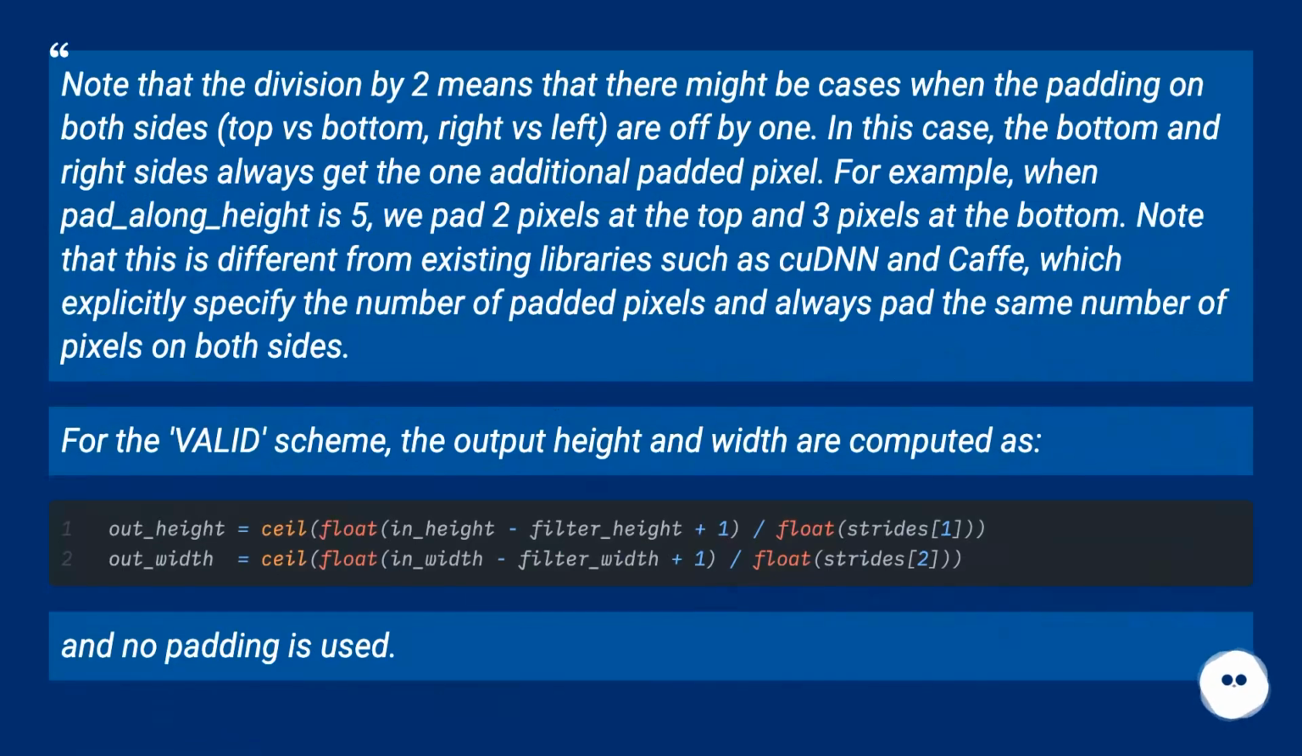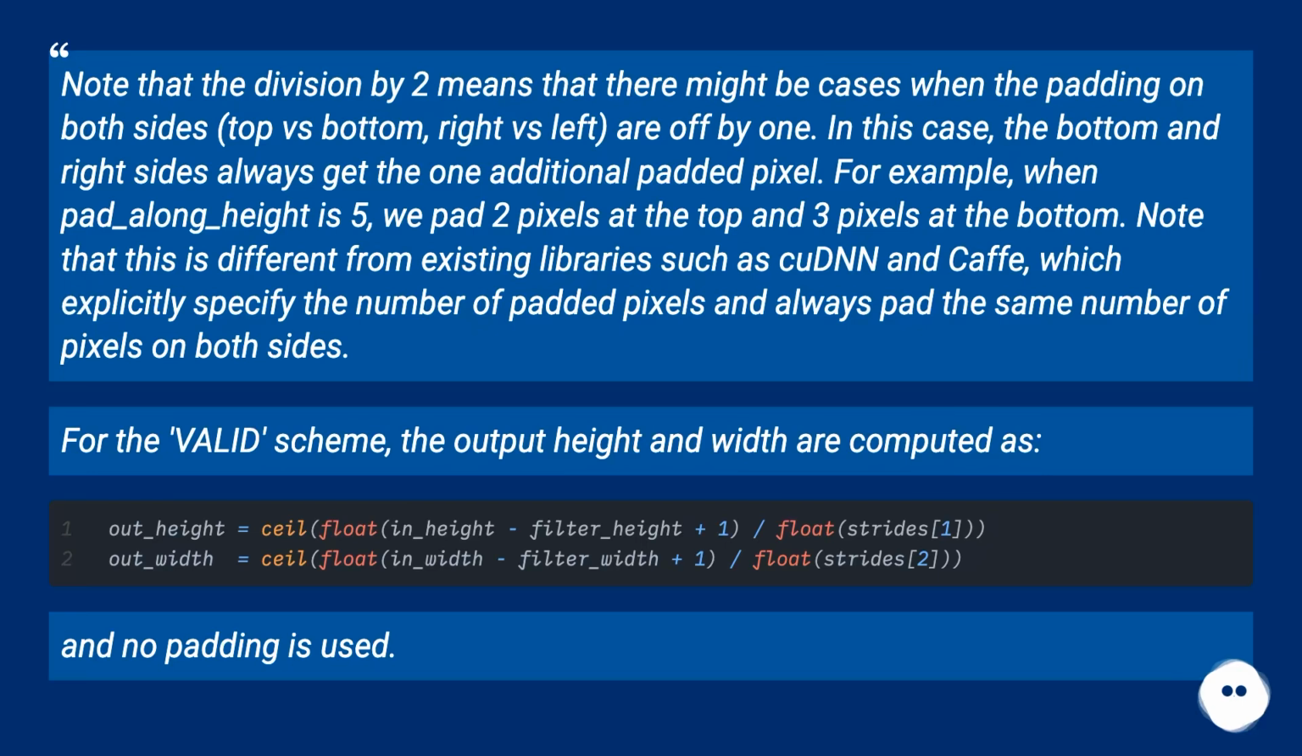Note that the division by 2 means that there might be cases when the padding on both sides, top versus bottom, right versus left, are off by 1. In this case, the bottom and right sides always get the one additional padded pixel. For example, when pad_along_height is 5, we pad 2 pixels at the top and 3 pixels at the bottom.